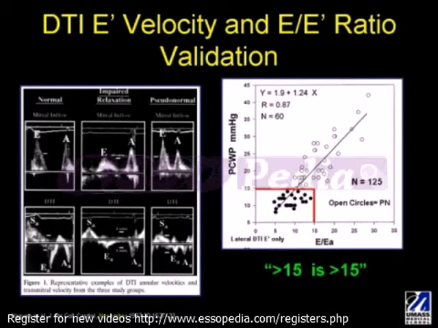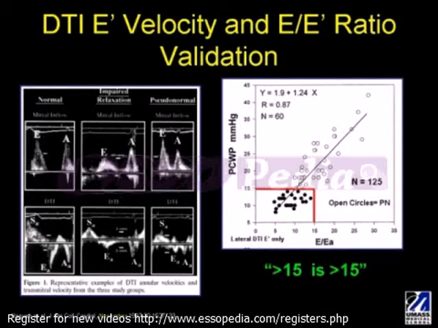pressure, or PCWP, simultaneously when the DTI was obtained. The DTI in this study was obtained from the lateral annulus. Now, the transmitral E wave and DTI E wave were used as a ratio to estimate the filling pressures. This is where the E to E prime ratio evolved from.